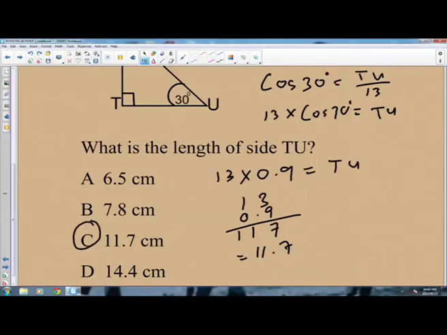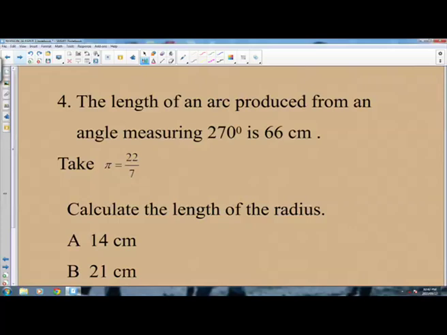This is how we answer this question. All that you need to do is to apply the trig ratios. Remember, you have the sine ratio, the cosine ratio, or the tangent ratio. So whatever is appropriate to the question, you apply it to solve the question. So here we applied the cosine ratio. And then what about the next question?